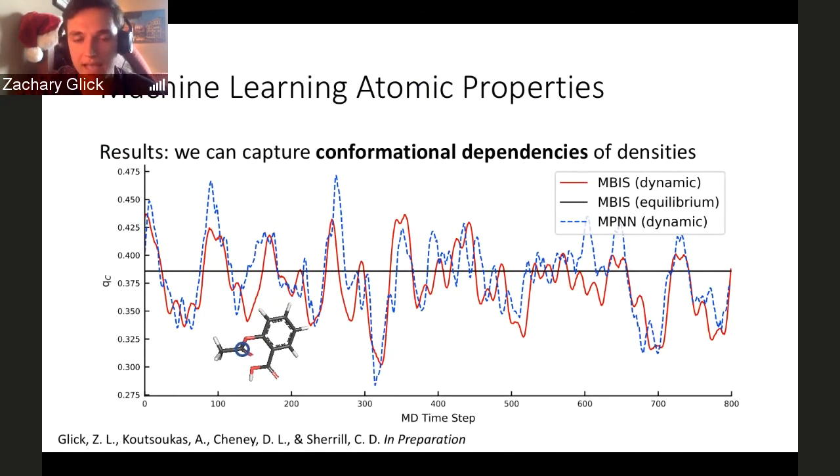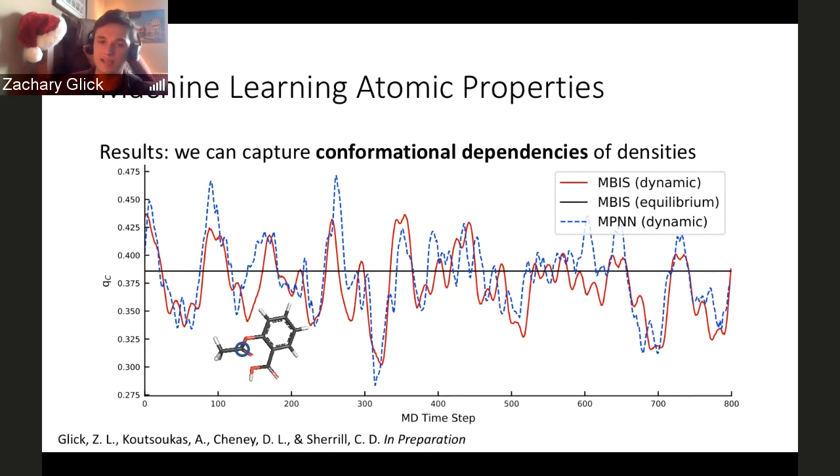In this graph, I have a trajectory of the aspirin molecule, which is visualized here in the lower left. For this carbon right here, at each step in the trajectory, I calculated what the charge of that carbon would be with EMBESS, and that's shown in red. Because this carbon in the MD simulation, which is at a high temperature, the bonds move around, the angles bend, the torsions rotate, the charge, according to this partitioning, changes. And when we throw our message passing neural network at this system, you can see in the dotted blue line that we can capture most of these conformational dependencies of the carbon's charge.